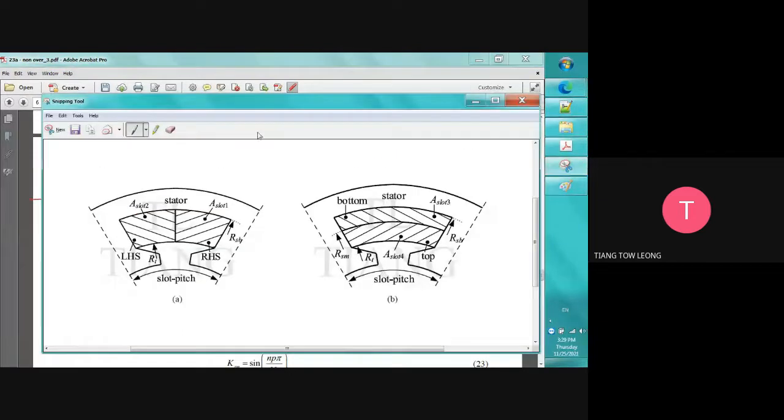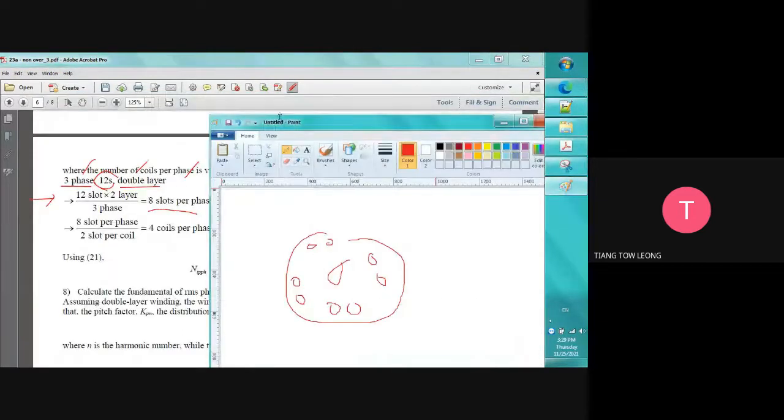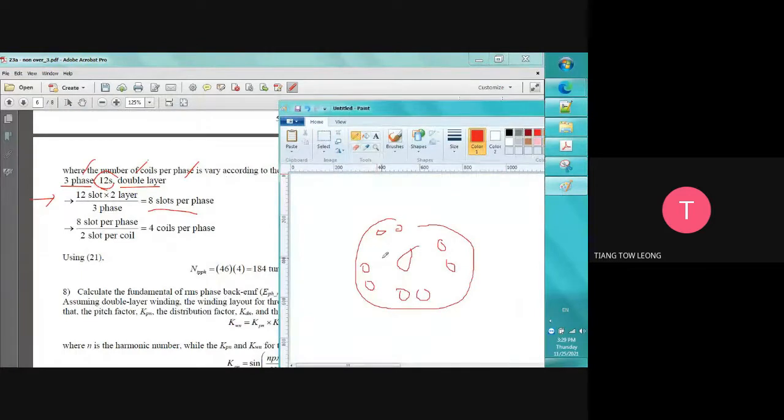So how to do that? Now we need to use 8 slots to wind the winding, and then we need to know how many coils. So from here, 1 coil, 2 coil, 3 coil, 4 coil. So this is the meaning of 4 coils per phase in one phase.